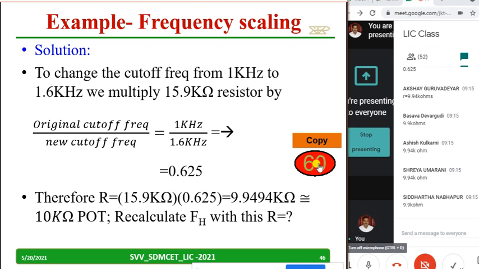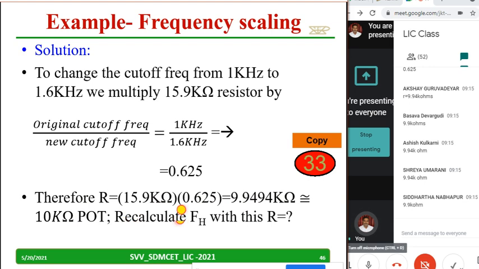Those who have not got the answer, those who were having difficulty understanding, now they can understand. They can copy it: the original cutoff frequency divided by the new cutoff frequency, which is 0.625. Therefore, this 0.625 I had to multiply with 15.9 kilo ohm. I got 9.9. Again, you can take a 10 kilo ohm potentiometer and adjust it to that 9.9.